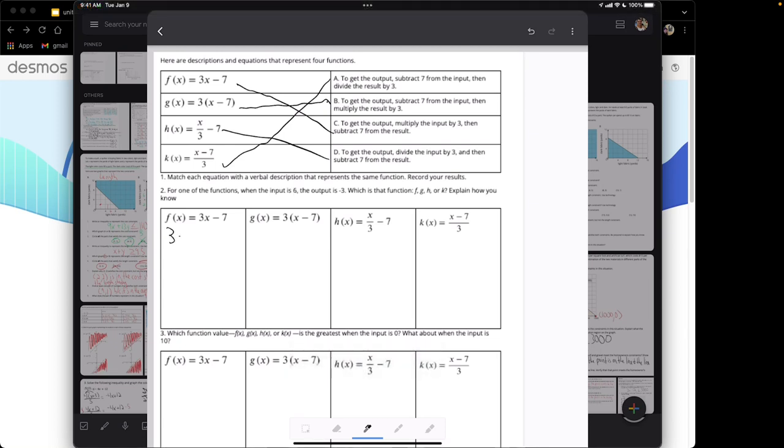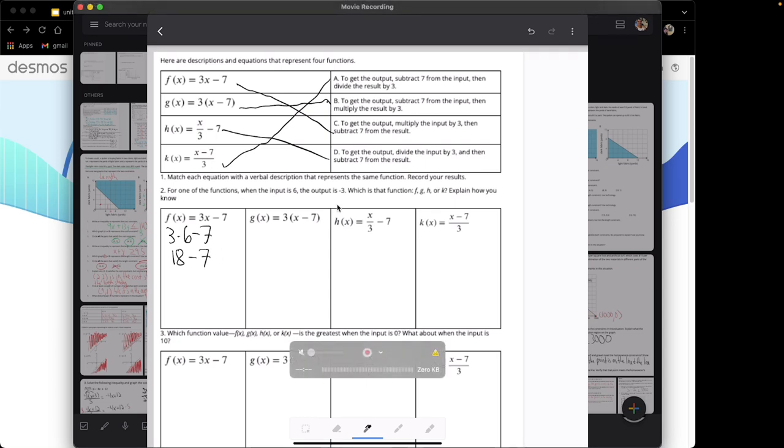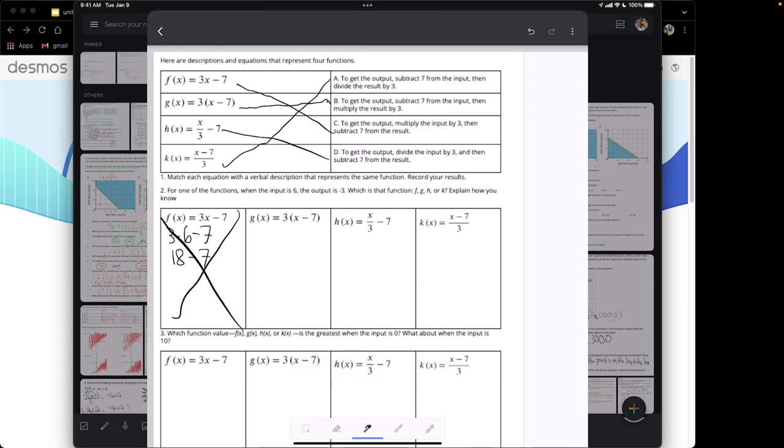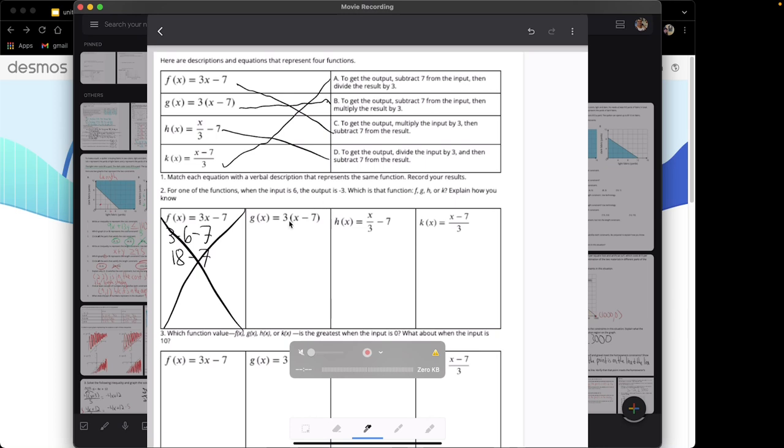So this would be 3 times 6 minus 7. So 3 times 6 is 18. Okay. 18 minus 7 is obviously not negative 3. So that means F is not the answer. F cannot be the answer because we get an answer other than negative 3.